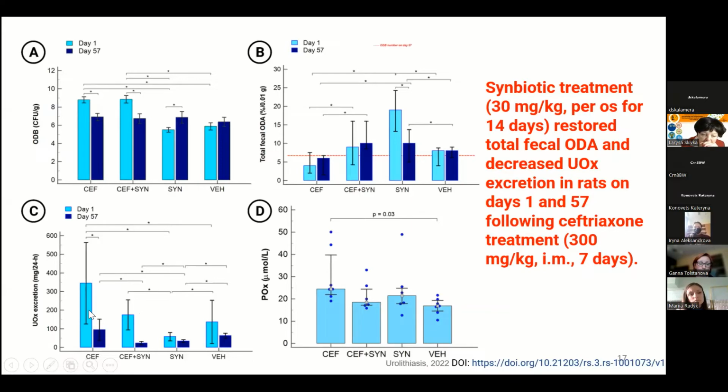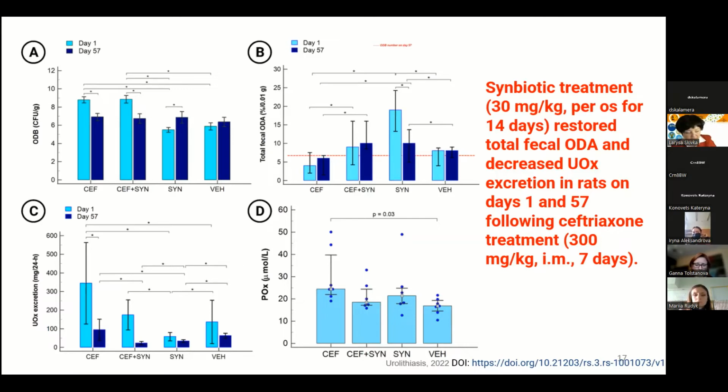But for concentration in urine, we were able to check in 2 points, in 1 and 57 days. And as you can see here, the ceftriaxone significantly, in comparison to vehicle, increased the concentration of oxalate in urine. And ceftriaxone and symbiotic treatment prevent this increase.